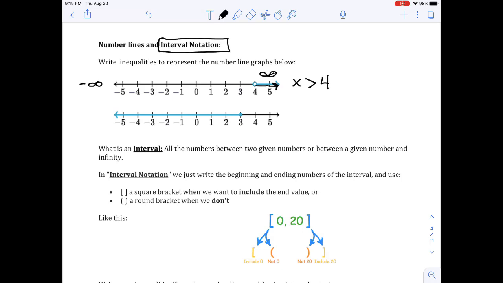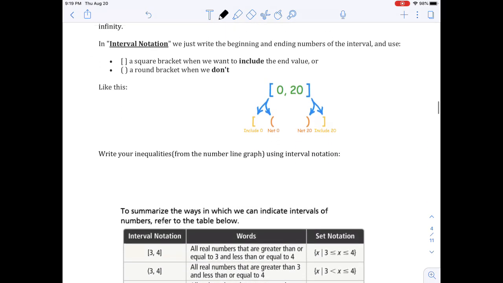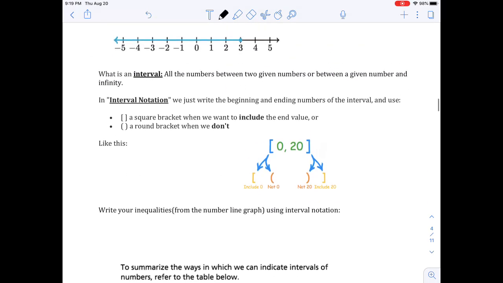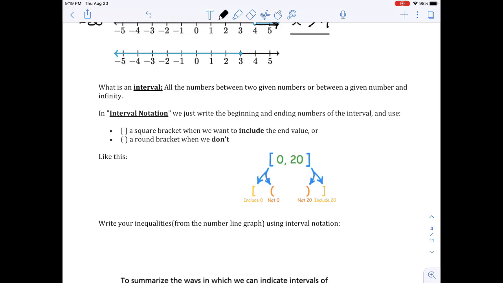First of all, they look like sideways eights, -infinity, +infinity. It's helpful to actually label those symbols on the number line when you are transferring the information from inequality to interval notation. Interval notation uses parentheses and brackets. So if you look down here, what is an interval? All the numbers between two given numbers or between a given number and infinity.